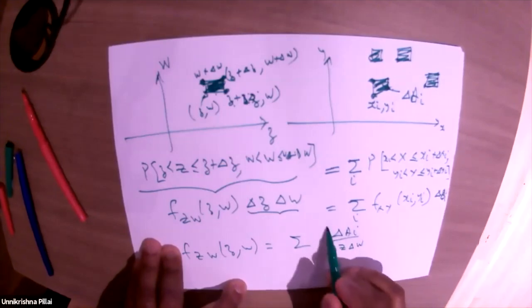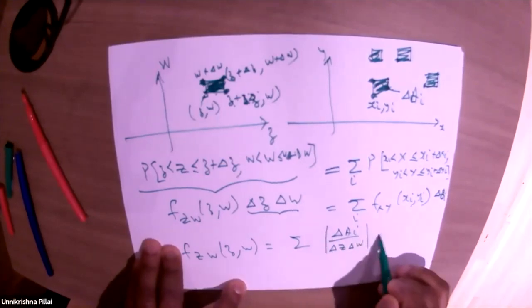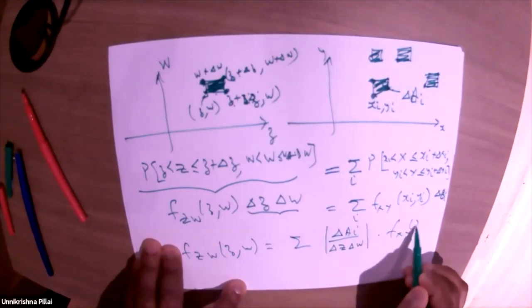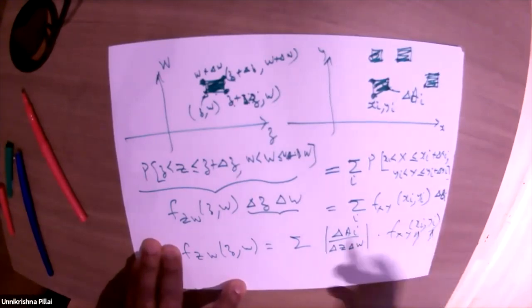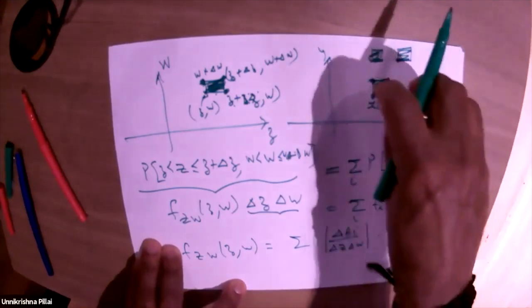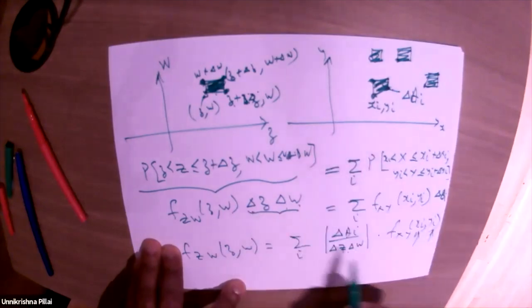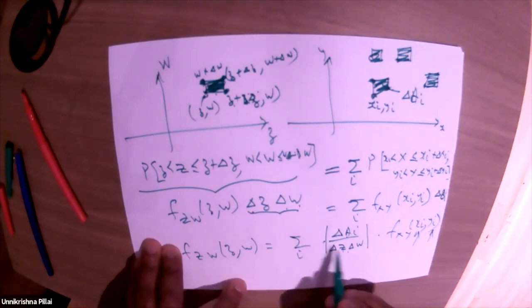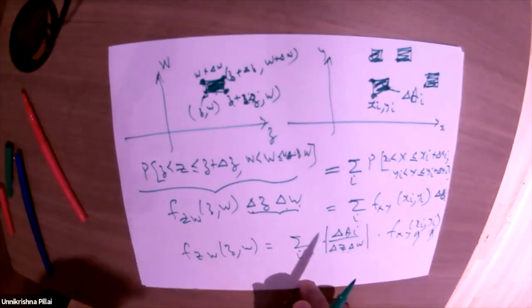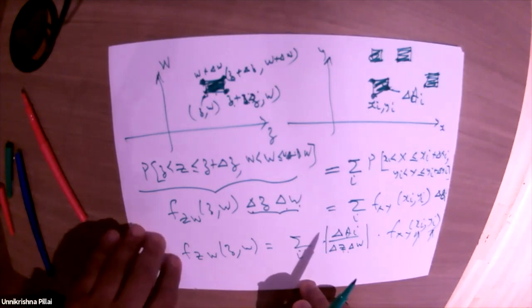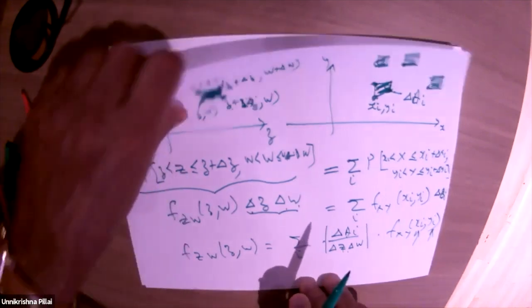Anyway, the area is positive, so I can write it like this also, multiplied by f_XY of xi comma yi. So xi comma yi, they are the roots. So this is the ratio of this area divided by delta z delta w. And if you recall, under transformation, this is given by the Jacobian of the transformation. So let me go to that in the next page.